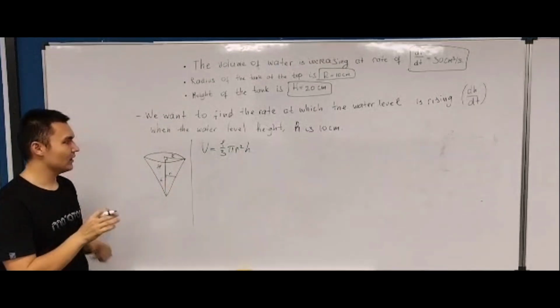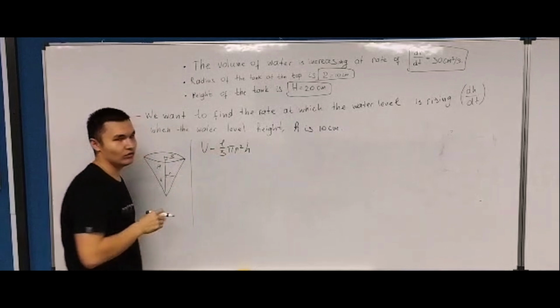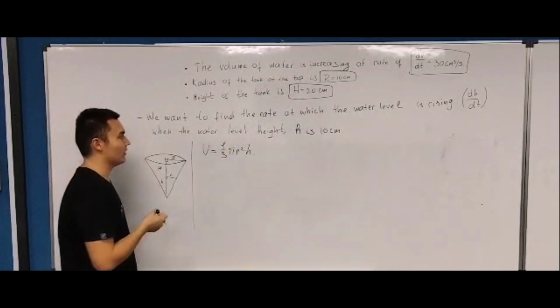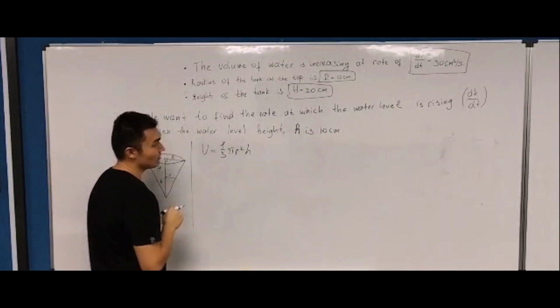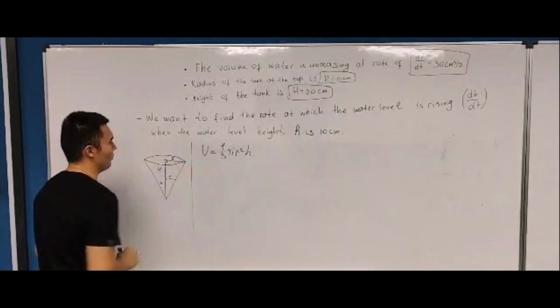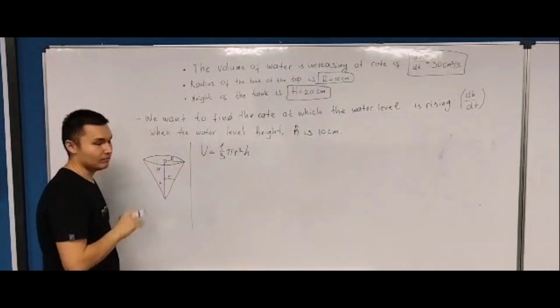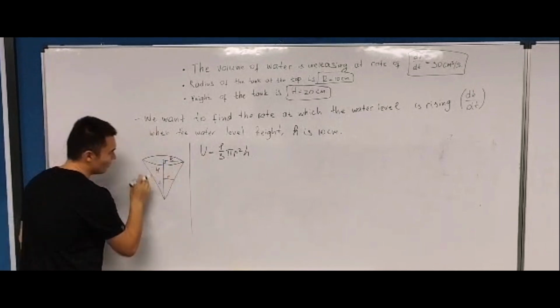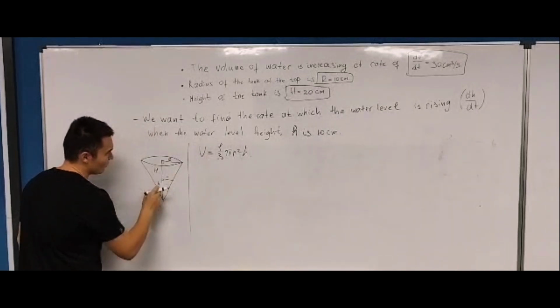So we have to find the r in terms of h in order to have this in terms of a relationship to time and to the volume. So how are we going to find it? If you look at the figure, we can see that there are some similarities.